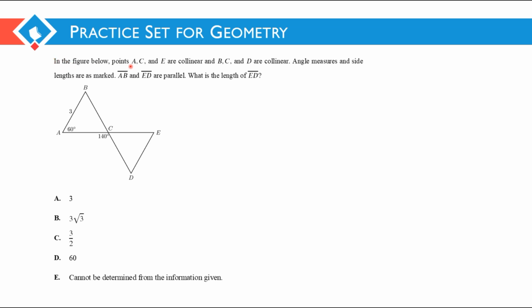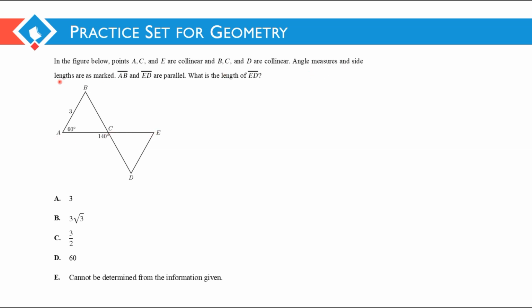In the figure below, points A, C, and E are collinear. So A, C, and E are collinear. That means this right here is a segment because all three of these points lie on the same line. And B, C, and D are collinear. That means B, C, and D are also on the same line. So these are also collinear. That means BD is a segment that contains point C, and AE is a segment that contains point C.